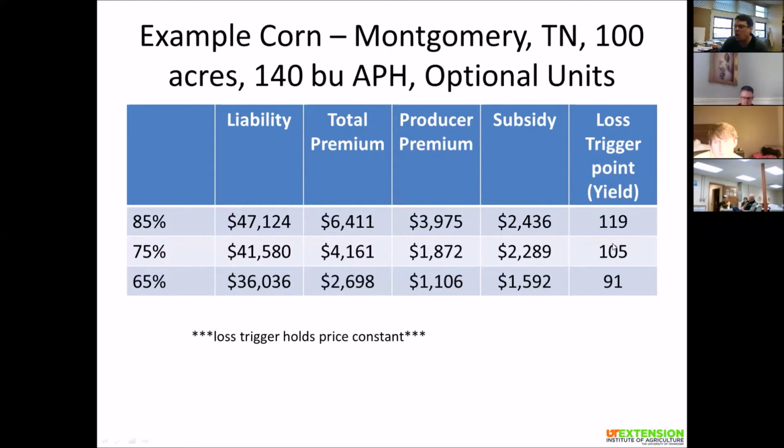Now, when we look at this loss trigger, this is where you would potentially get a payout from your crop insurance. This holds price constant, which we know is not necessarily going to be the case. But if you had 140 bushel APH, where you would start to end up getting a payment is if your yield ended up falling below 119. If you only buy up to 65, you would have to get down to 91. So again, there's trade-offs in where you think those payments would potentially occur and the coverage that you need.